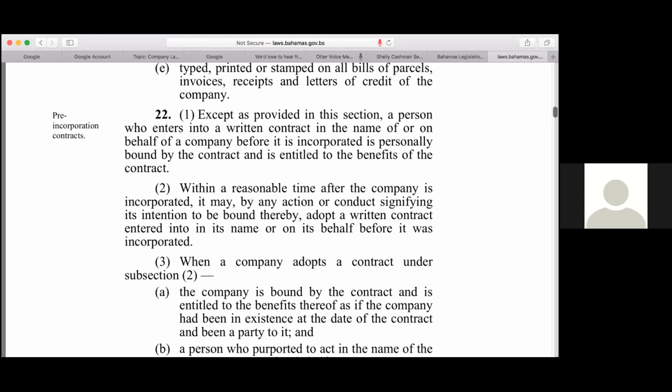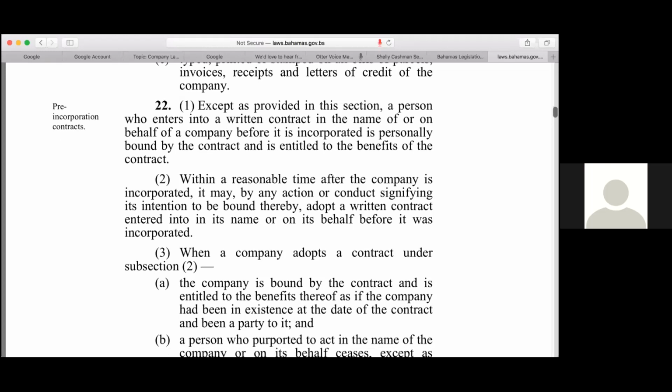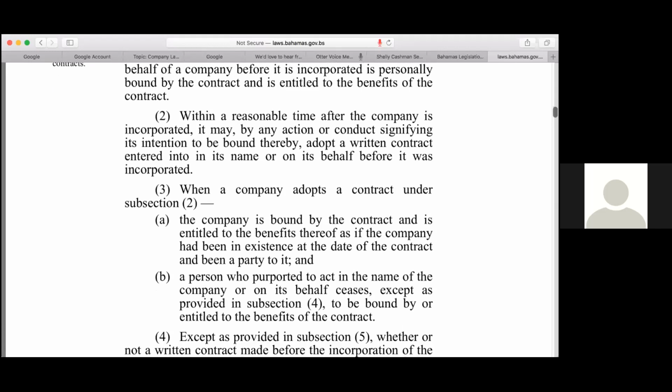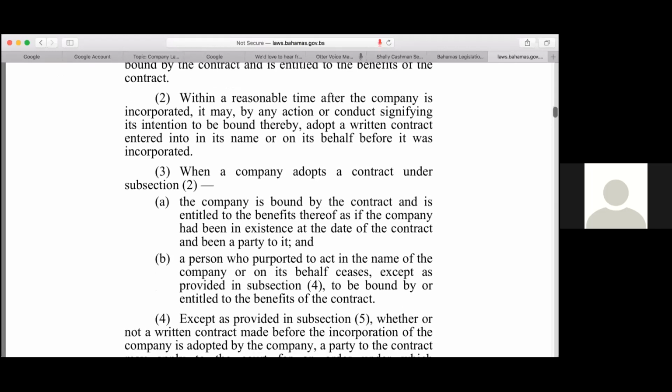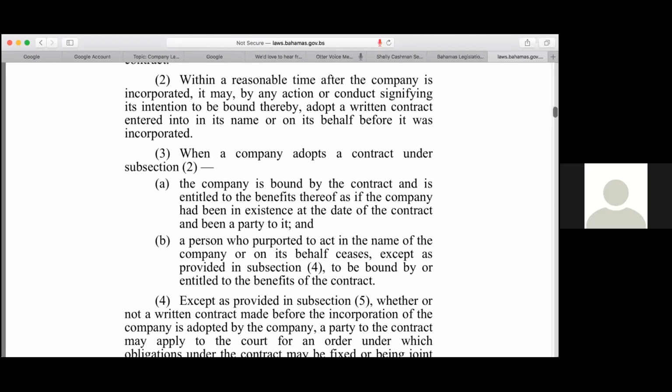However, once the company is incorporated, the company can go ahead and adopt the written contract. Once the company adopts the written contract that was agreed to by the promoter, the company becomes bound by the contract, and the company is entitled to all the benefits of the contract.